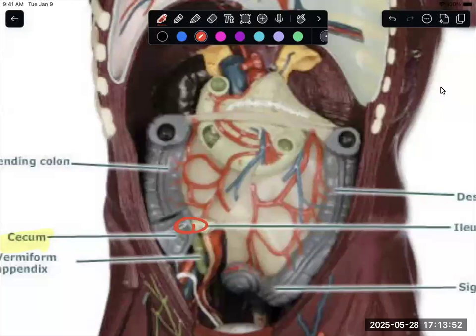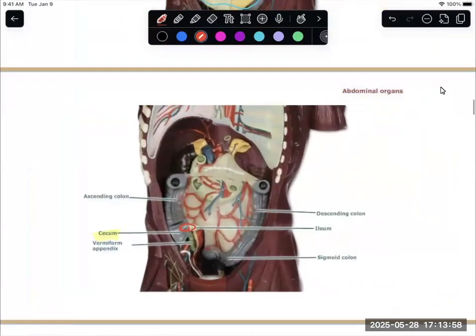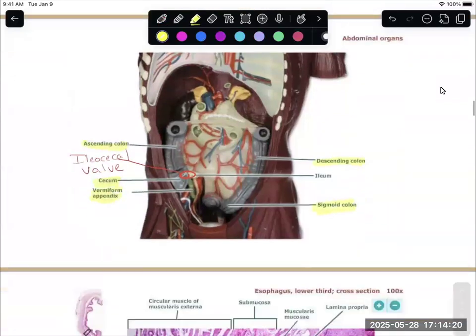substance into that large intestine at a time. So that circle there, that ileocecal valve. Here you can see that appendix coming off of that cecum. Then we have that ascending colon, descending colon, sigmoid colon coming down.